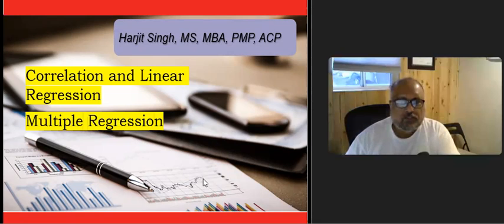Today, we will discuss correlation and linear regression and multiple regression. With respect to correlation and linear regression, we will look at the purpose of correlation analysis to examine relationships between two variables. Thereafter, we will learn how to calculate and interpret a correlation coefficient to measure the strength and direction of a relationship.